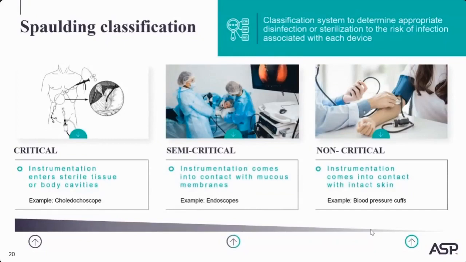Semi-critical devices are those devices that come in contact with the mucous membranes. An example is a flexible endoscope. High-level disinfection is the minimum method for reprocessing these devices. However, depending on the device, it may also be validated for sterilization. Non-critical devices are those that come into contact with intact skin. A blood pressure cuff is an example of a non-critical device that requires a minimum of low or intermediate disinfection.